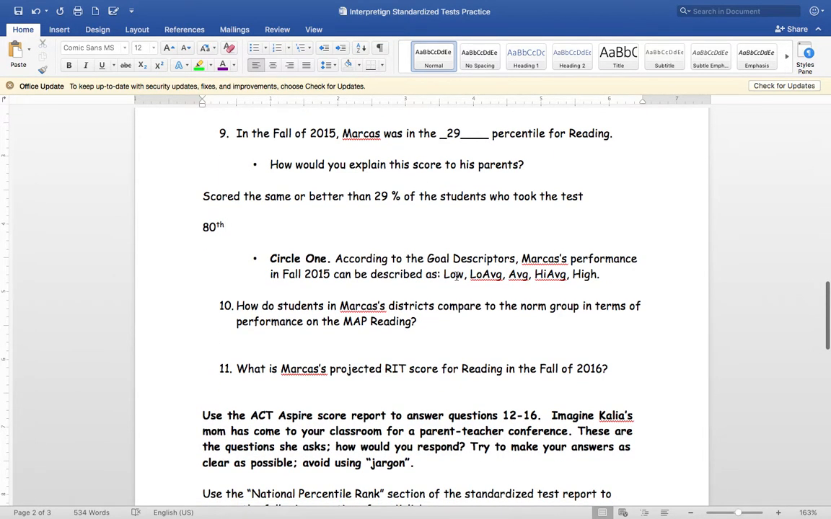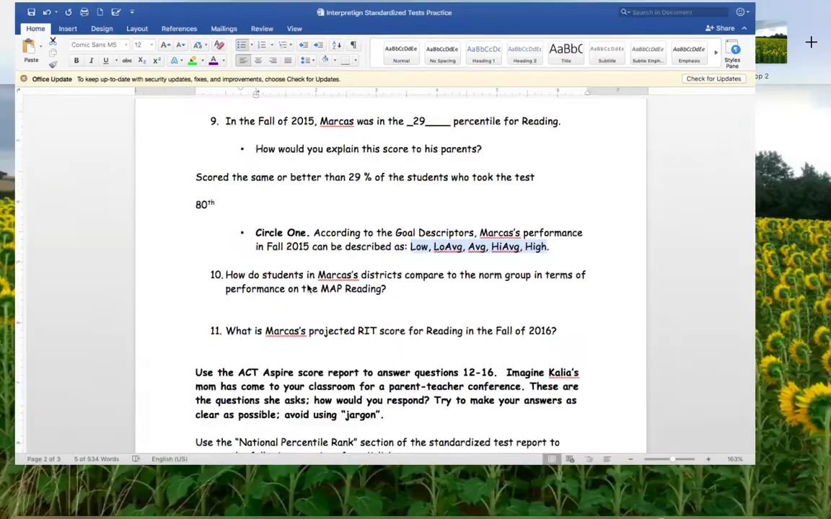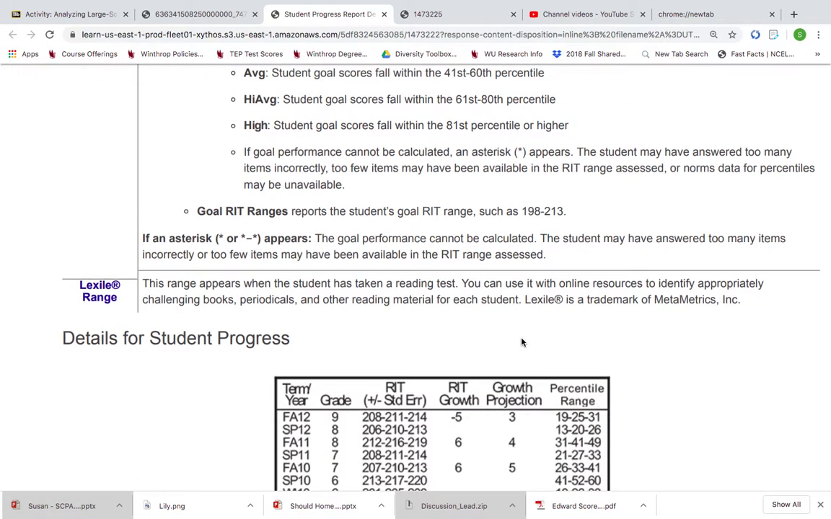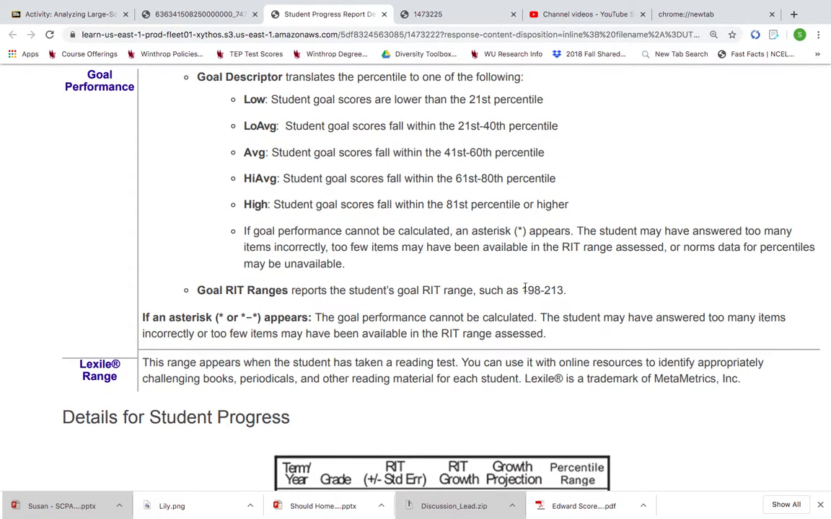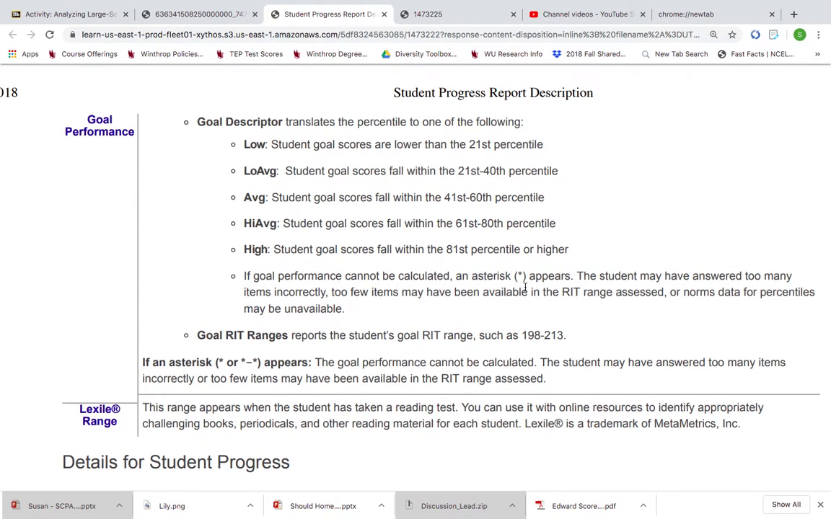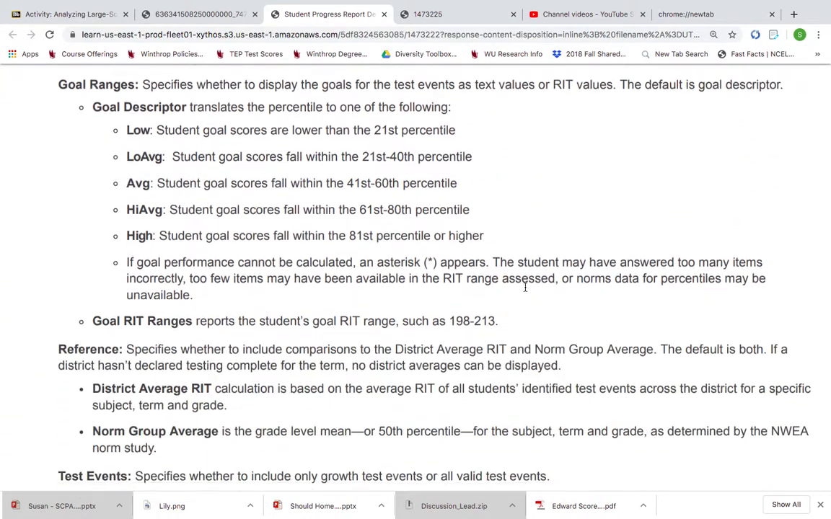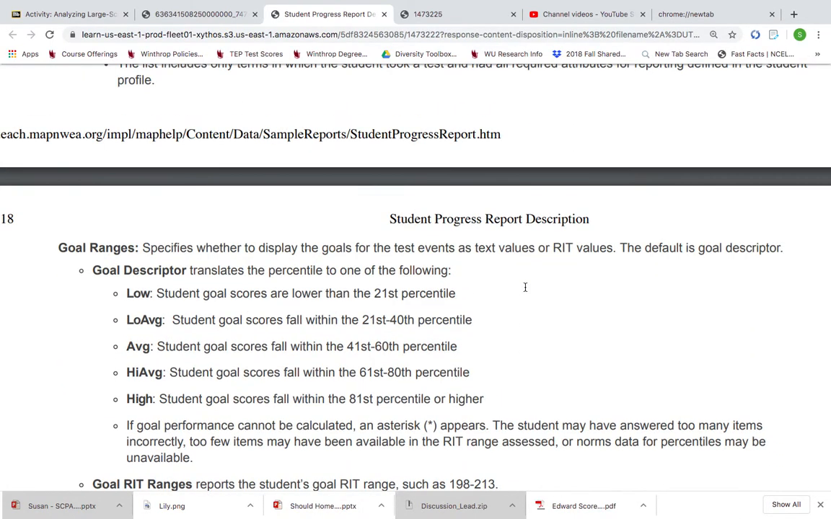Okay, so in fall 2015, was he low, low average, average, high average, or high? Okay, here's your performance indicators. Fall 2015, I'm in reading. All right, so we've got a score of 211. So let's go down. Let's see, how can we figure this out? Uh-oh, what do we do? How do I figure it out?